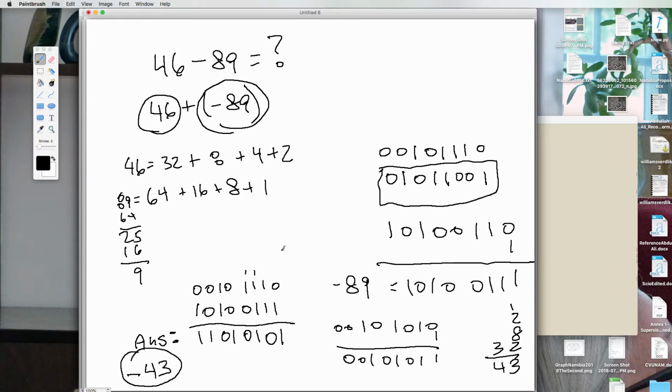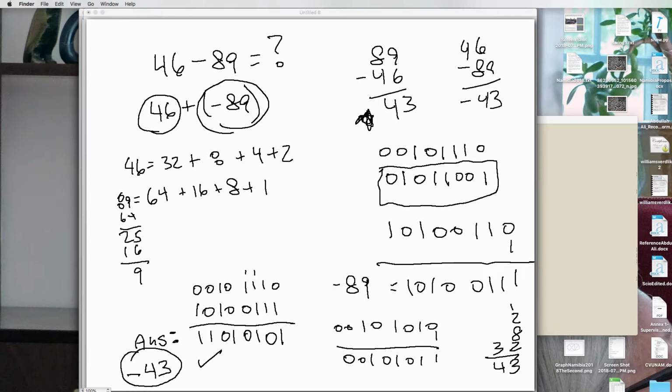I don't know. Does that look right? Well, if I go 89 minus 46, that's going to be a 3, and that's going to be a 4, and then I just have to switch the sign. So this is a positive, but if I go the other way, if I go 46 minus 89, then that should be minus 43. And that's exactly the answer I got. Cool. Everything seems to work.